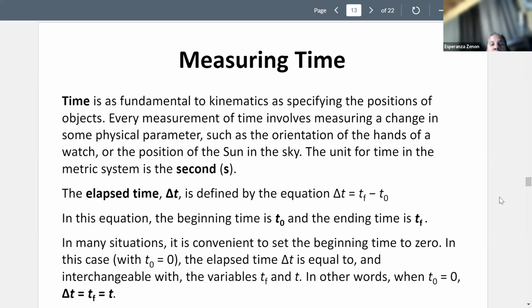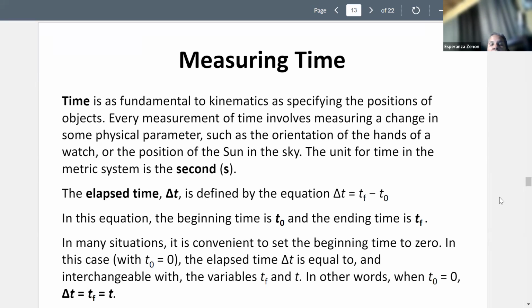And the unit for time or elapsed time is the second in the metric system. Okay. So if we want to know how much time elapsed, we find delta t. Now, typically, for simplicity, a lot of times we take the starting time, or t naught, as 0.